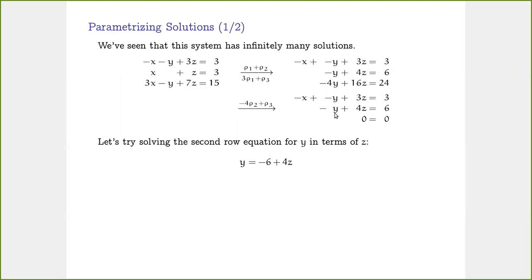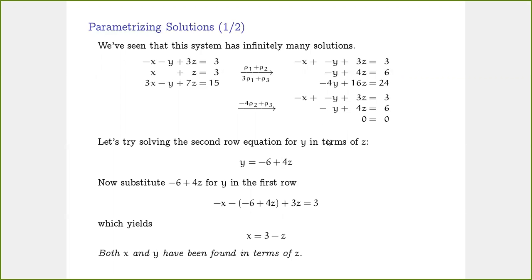We end up with adding y to both sides and subtracting 6 from both sides to get y equals minus 6 plus 4z. And then we can use this expression in the first equation to solve for x. So here's the first equation with the expression for y substituted in, and we have an equation for x in terms of z, which we can write like this after doing the algebra. So the point is that we've been able to write both x and y in terms of z.